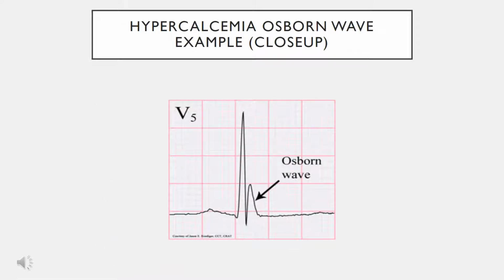This example of hypercalcemia is showing an Osborn wave, which is rare, but can potentially show in severe hypercalcemia. This image shows that there is a positive deflection at the J point. So once that QRS complex returns to the isoelectric line, we will see an immediate positive deflection.